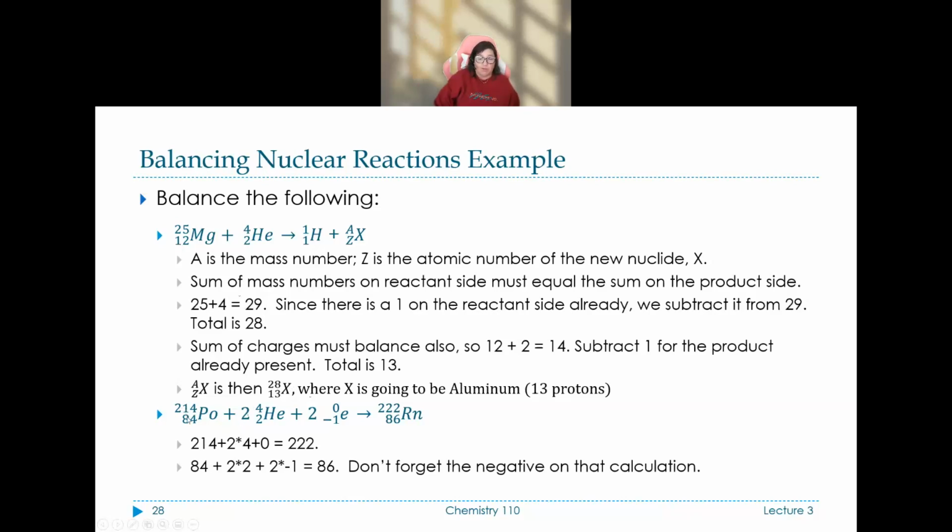Do it again. Polonium-214 (84) plus 2 alpha particles, plus 2 electrons gives me radon-222 (86). Now, is this balanced? 214 plus 2 times 4 equals 222. 84 plus 2 times 2 plus 2 times negative 1 equals 86. So 84 plus the 4 minus 2. It's 86, and that's how we get that. Questions, comments, problems?